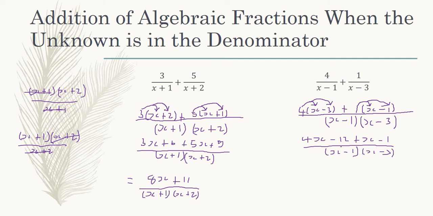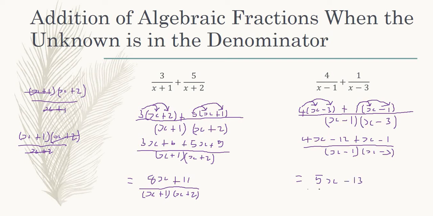All you need to do is to group the like terms and simplify it, and you're finished. So here we have a 4x, here we have a positive 1x. So 4x plus a positive x, that's going to give us a positive 5x. And here we have minus 12 and we have a minus 1. So minus 12 minus 1, that's going to give us a minus 13.